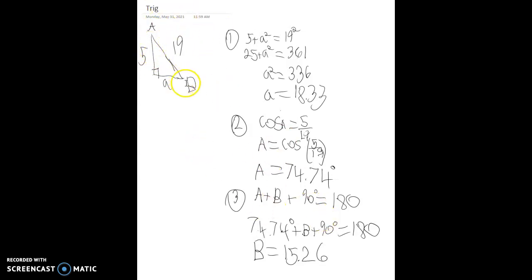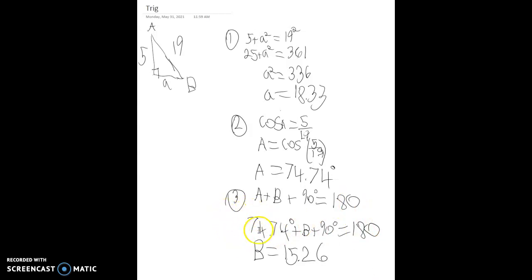Number 3, we're going to find angle B. To do that, we know that we have to do angle A plus angle B plus 90 degrees, because 90 degrees is angle C, and all that adds up to 180 degrees.